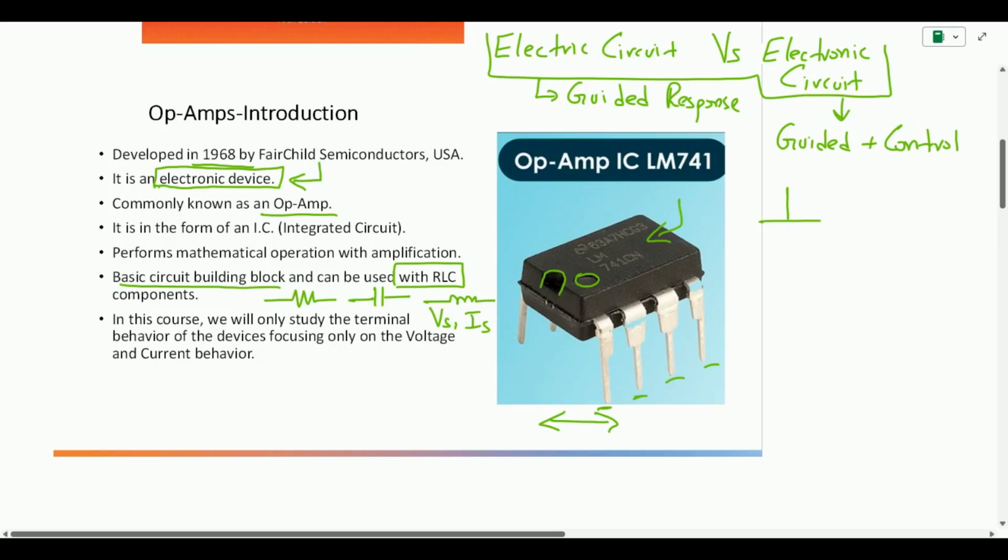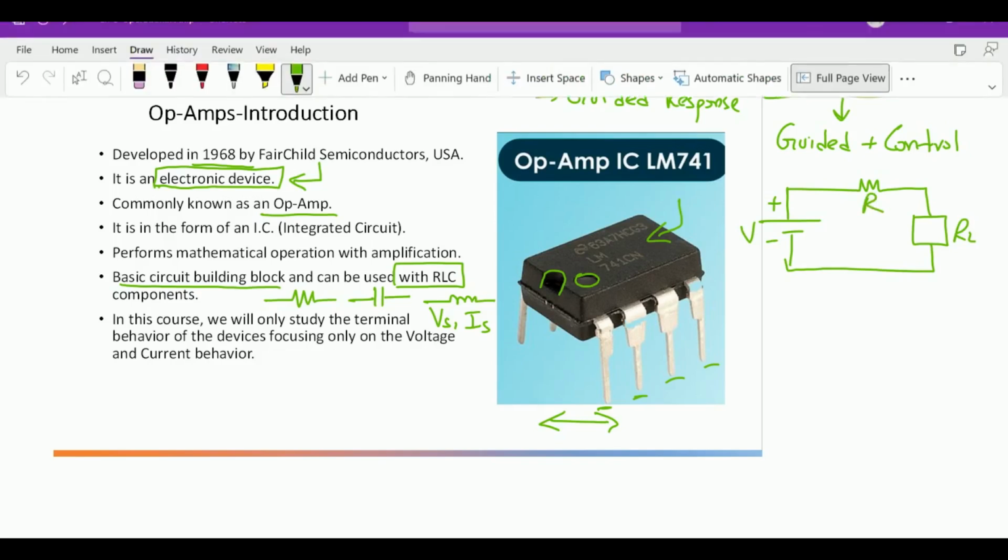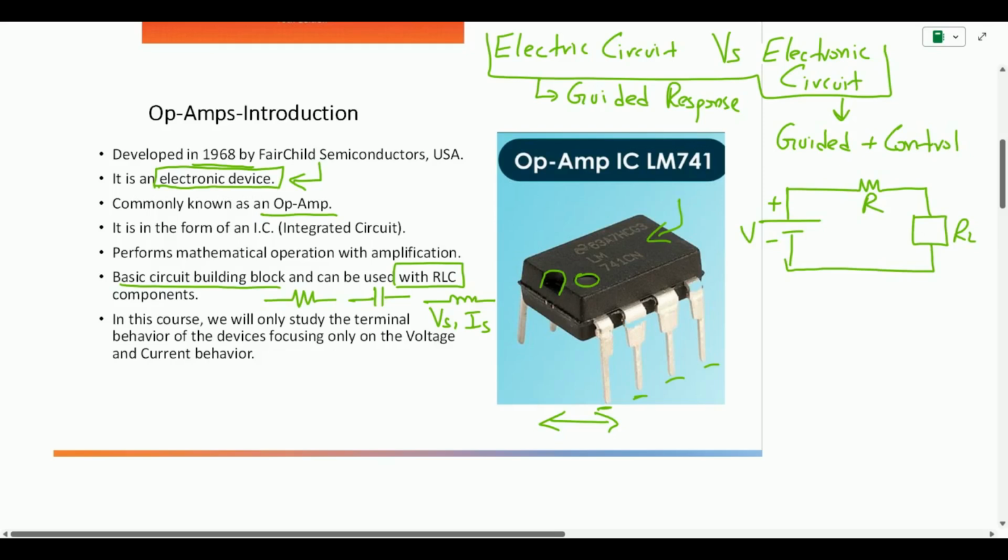Let us say I have a DC voltage source, a certain resistor, and it is connected to a load. So this is the voltage source, this is any resistor, and we have a load. Let us say that the load in this case is an electrical bulb. So this is the electrical bulb. Whenever we switch on the button, the current starts to flow. The voltage source, being our AC source, is converted into a DC source with the rectifier, and the current starts to move and the bulb will start to glow. So this is basically the guided response of any given electric circuit.